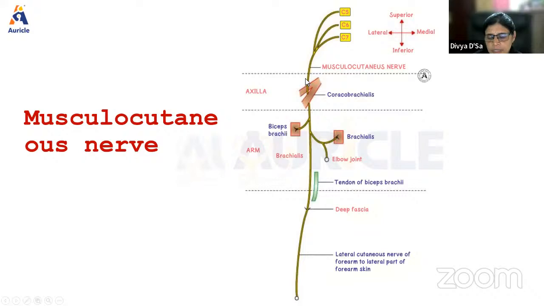It passes through the coracobrachialis, supplies all the muscles here, biceps brachii and brachialis, and also gives a twig to the elbow joint. Then it pierces the deep fascia, becomes cutaneous and continues as the lateral cutaneous nerve of forearm, supplying the lateral part of the forearm. Remember that superficial radial nerve also runs along the lateral aspect, but it runs deep, whereas lateral cutaneous runs superficial and supplies the skin. Radial nerve will supply only in the hand region.